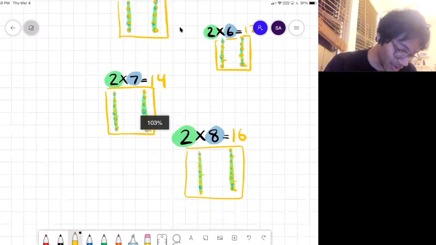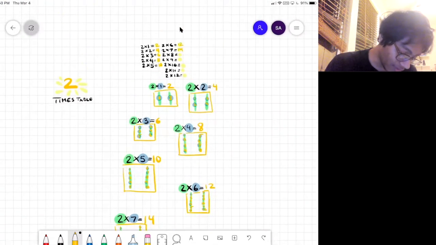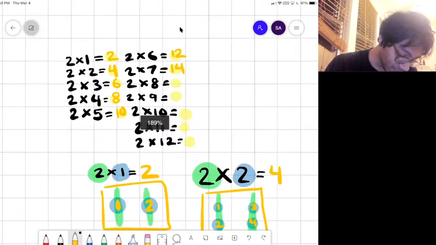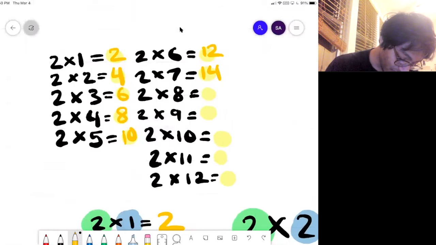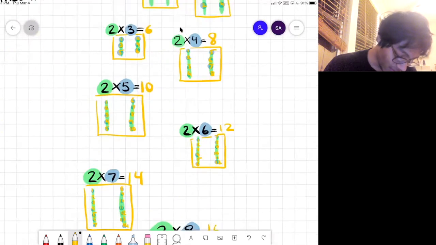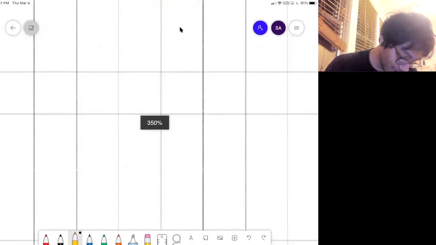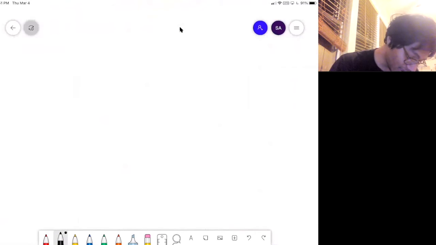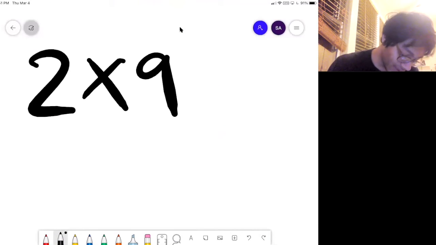Let's go back to our table, and let's write it in. 2 times 8, we just found out that it's 16. Whoa, 16. Now let's do 2 times 9. So go all the way down. Let's write it down right here. 2 times 9. What does that mean?